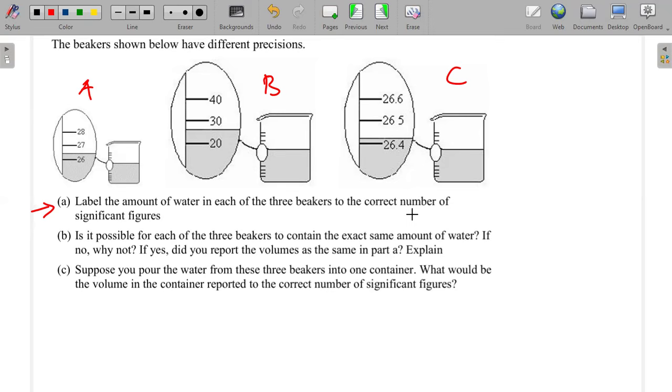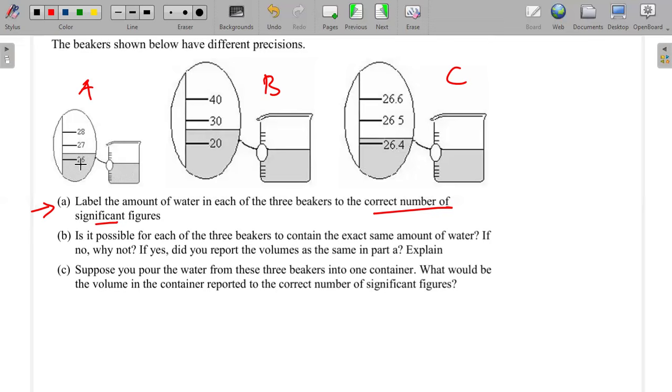So now the way we record measurement is that the value we record will always have two parts. There will be the certain part that you know for sure is correct, and then there will be the uncertain part. The uncertain part is the one that helps us have the correct number of significant figures. When I look at this beaker here, they've zoomed in on where the water is actually ending.